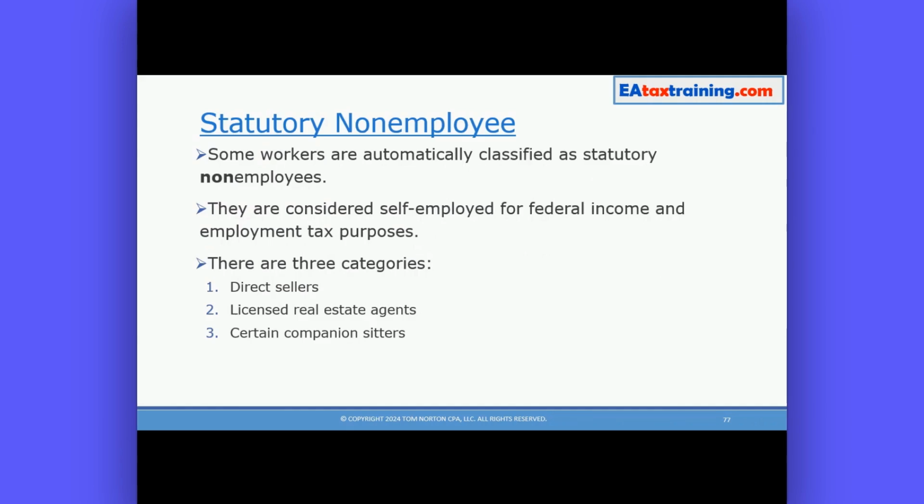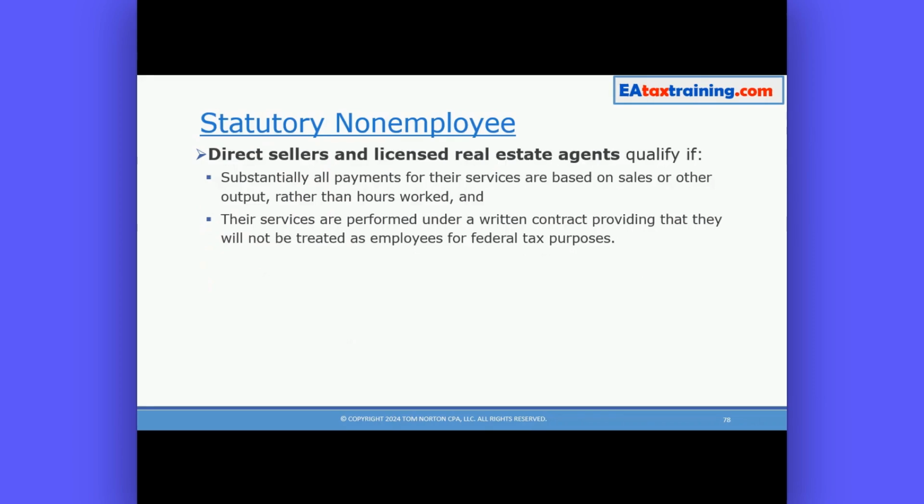There's also a statutory non-employee. So some workers are automatically classified as non-employees. In other words, they are considered self-employed for federal income and self-employment tax purposes, and they are done so automatically. There will be no argument from the government. There are three categories of these: direct sellers, licensed real estate agents, and certain companion sitters.